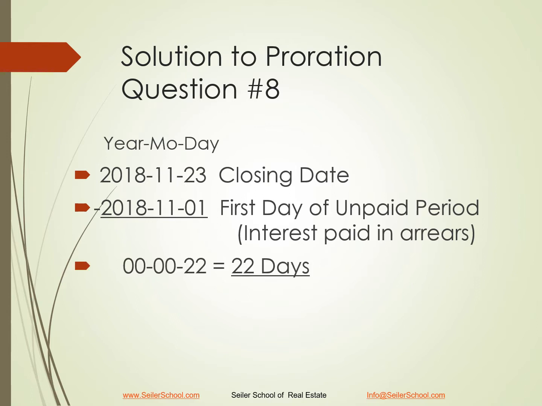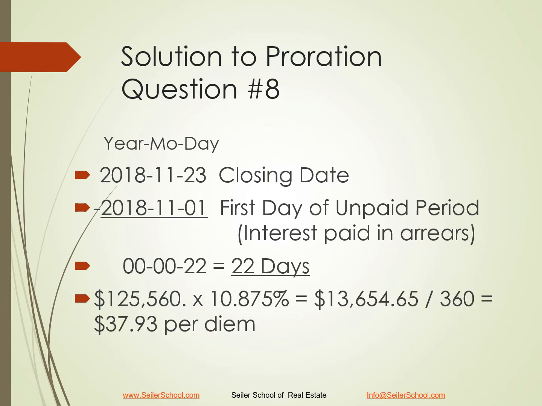2018-11-01. We do our subtraction. We don't have to borrow here. That's kind of easy. 23 days minus 1 day equals 22 days. 11 minus 11 is 0. 2018 minus 2018 is 0. So we have 22 days to prorate.